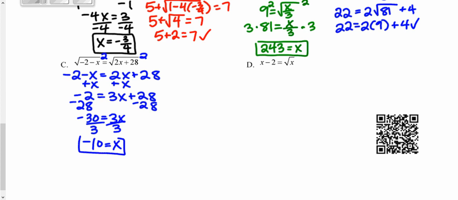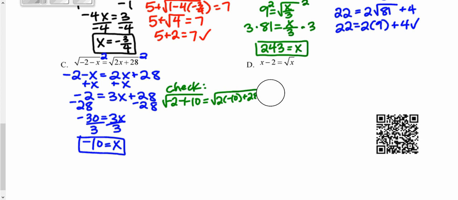So before I say that that's my final answer, I do want to check my work. So square root of negative 2 minus a negative 10, so that would be like plus 10, equals the square root of 2 times negative 10 plus 28. No parentheses needed there. So that would be the square root of 8 equals the square root of 8. There's no negatives under the square root, and that's a true statement, so that's good to go.